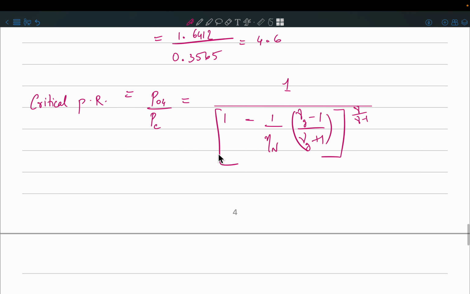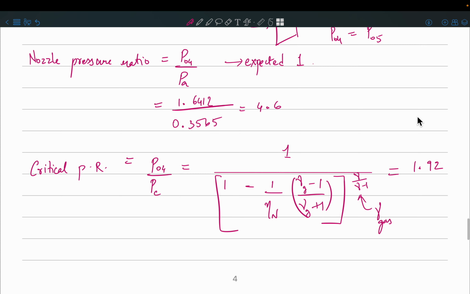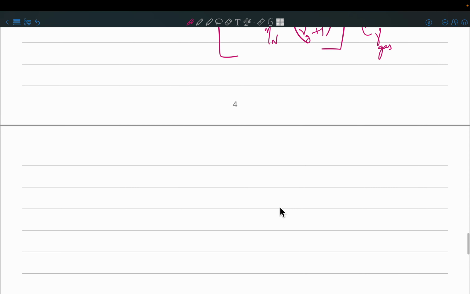Yeah, so this is derived in the lectures, I guess. If you just put in the definition and the values, because you know the nozzle efficiency and you also know these values of gamma, here also you will use gamma gas. So you know all these values. Critical pressure ratio is basically 1.92. And what we found is that the actual nozzle pressure ratio is 4.6, which is more than the critical pressure ratio. So now what will happen?